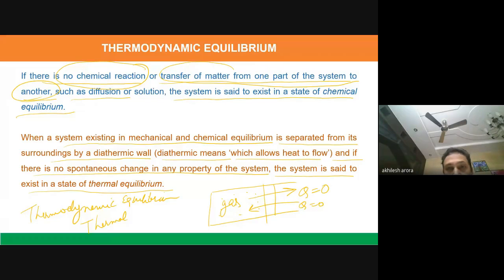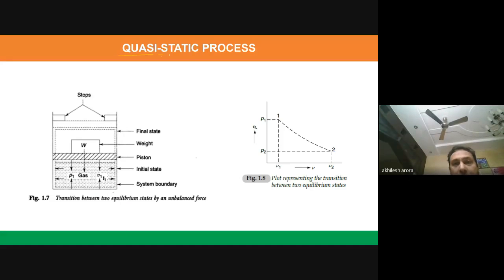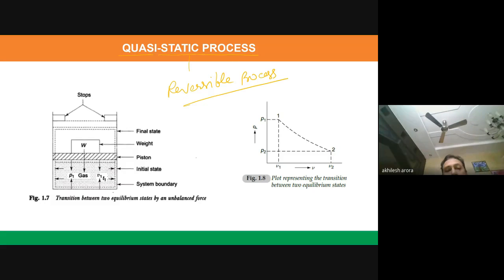Now let us proceed to the next topic, which is the quasi-static process. It is a very important concept in thermodynamics. This process is also known as a reversible process. Now let us see this particular diagram here.